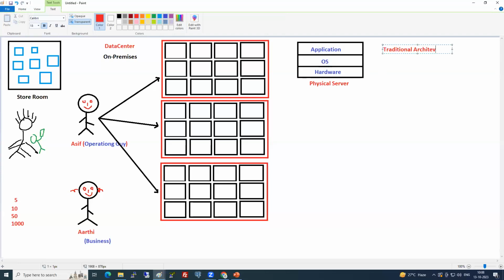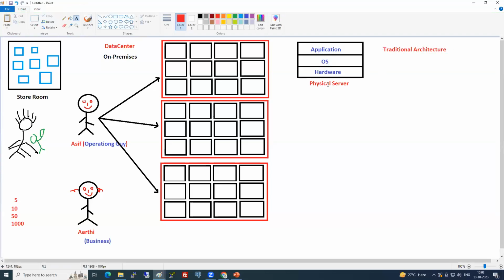Traditional architecture. If you take any machine, on the bottom you have hardware, on top of it OS, and on top of it the application. For each and every requirement, you need to have a hardware, OS, and application. If you have 10 requirements, you need 10 machines. If you have 1,000 requirements, you need 1,000 machines. For each requirement, you are purchasing new machines, which is very costly.